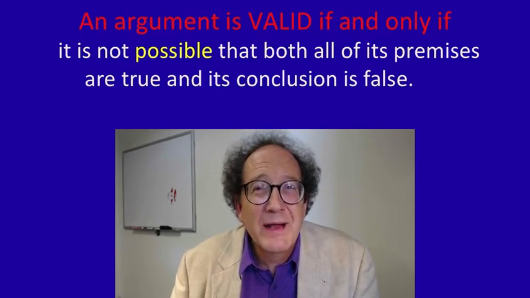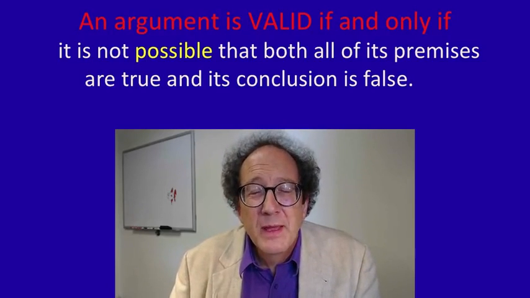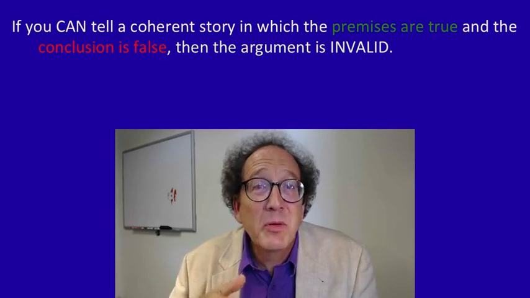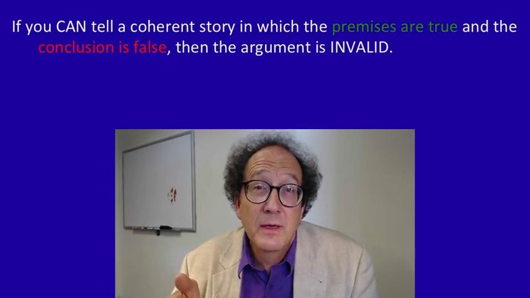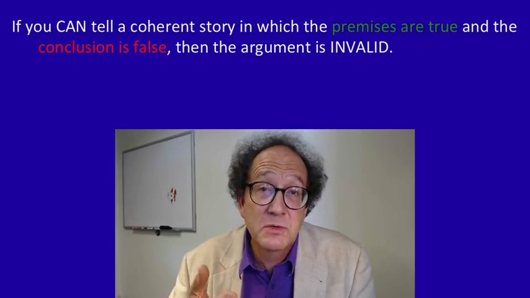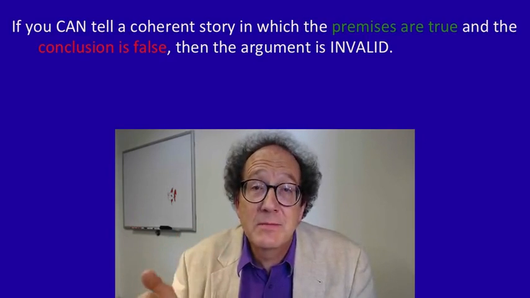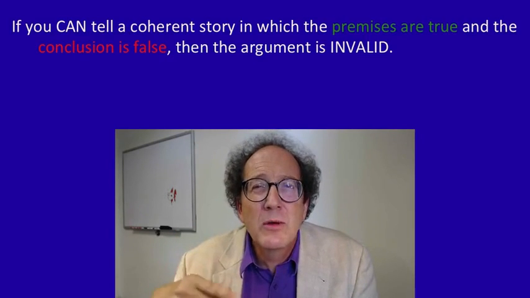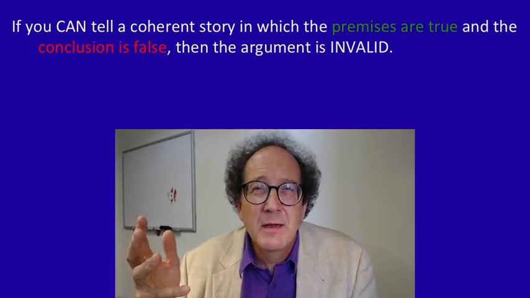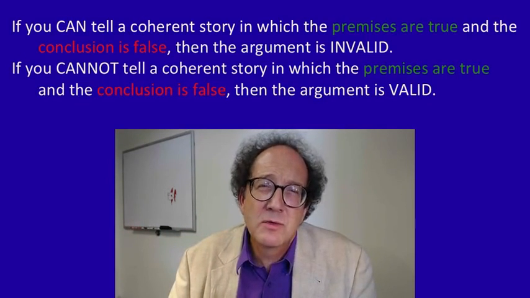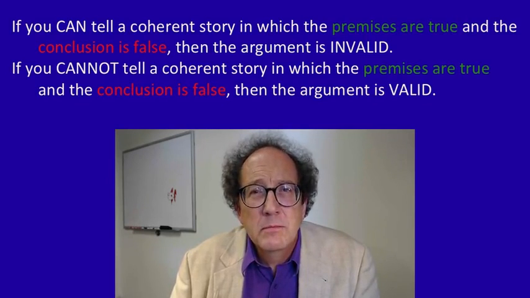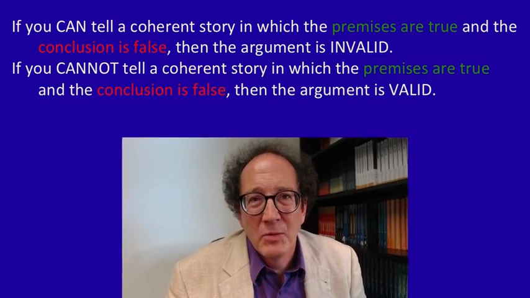But for now, since we're right at the start, let's think of it this way. Is there any way for you to tell a coherent story where the premises are true and the conclusion's false? Can you describe a situation with that combination of truth values, that is, the premises being true and the conclusion false, in the same situation? If you can tell a coherent story with that combination, then it's possible and the argument's not valid. But if there's no way to tell a coherent story where the premises are true and the conclusion's false, then the argument's valid. Now let's try that test on our example.